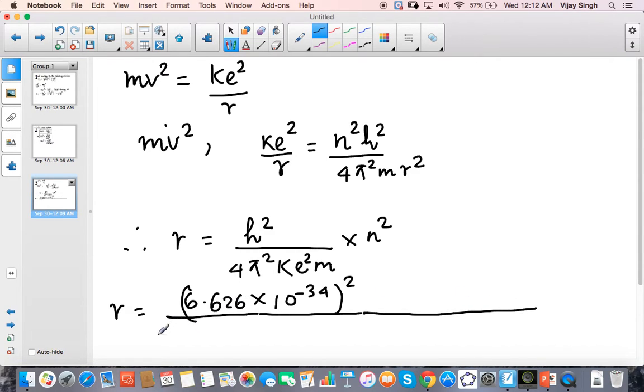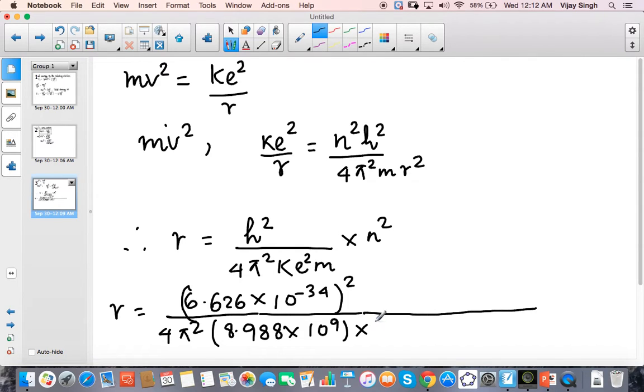So then we have 4, and this is pi squared, and this is k. The value for k from the data booklet comes out to be 8.988 multiplied by 10 raised to the power 9. So we got the value for k.